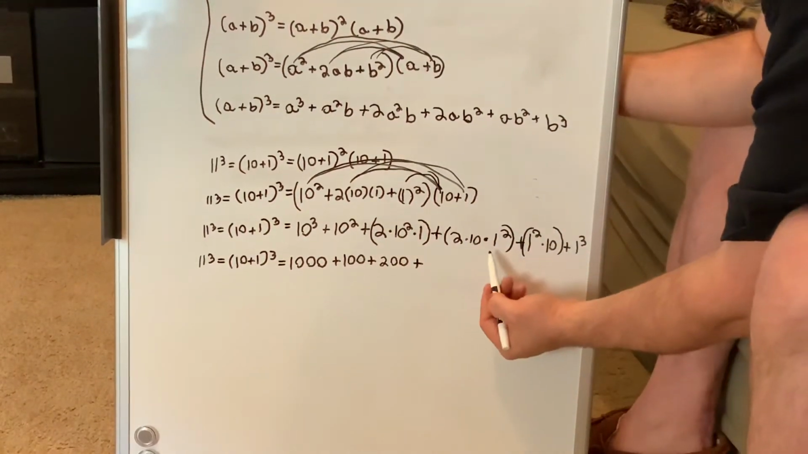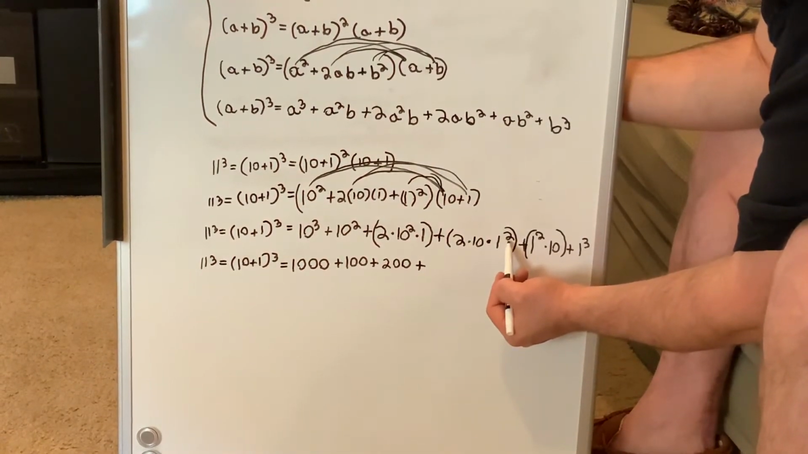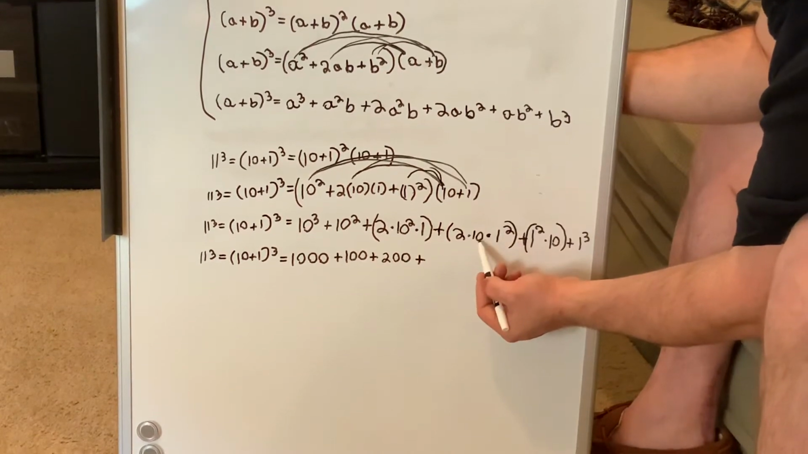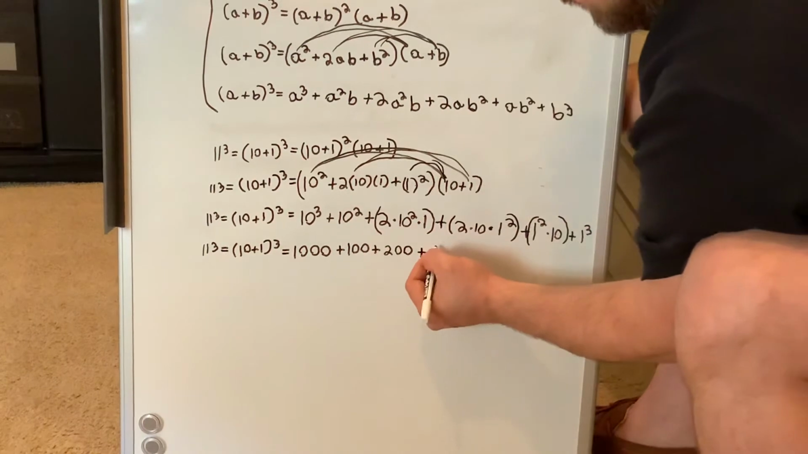Plus, now let's do this. Again, start with the exponent. 1 squared is 1 times 1, that's 1. So 1 times 10 is 10. And 10 times 2 is 20. So this is 20.